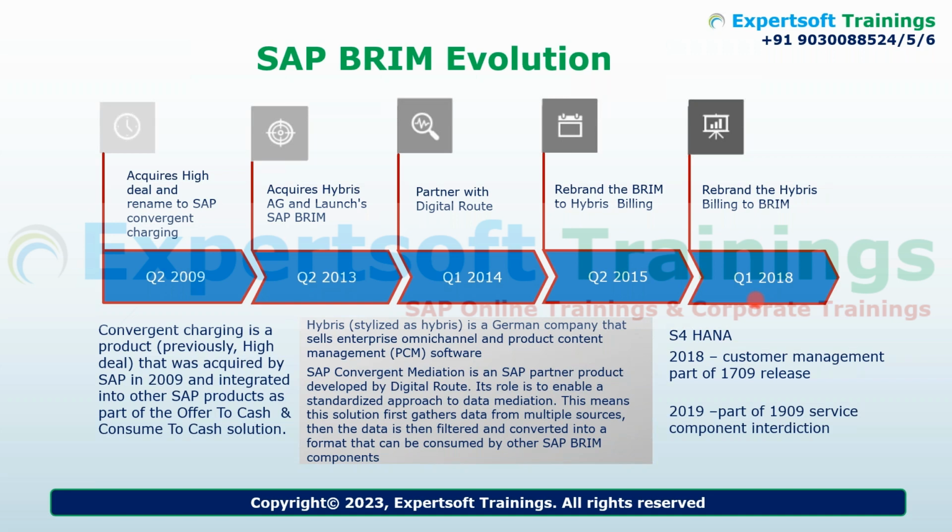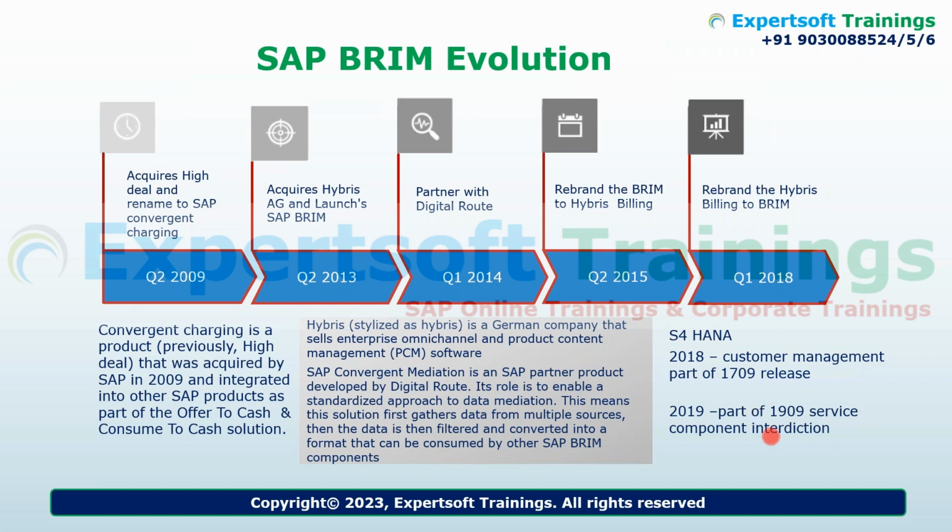Now we are in S4HANA. From version 1709 onwards, it was called Customer Management, and later on we called it Service. If you are aware, the SAP CRM application is going to be discontinued from 2025. That's where they are moving all the CRM components to S4HANA, and that's where the Service component is introduced. So this whole BRIM landscape is part of S4HANA.